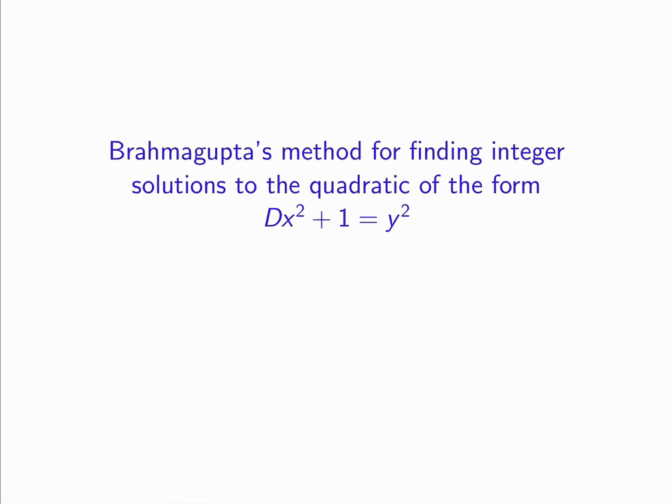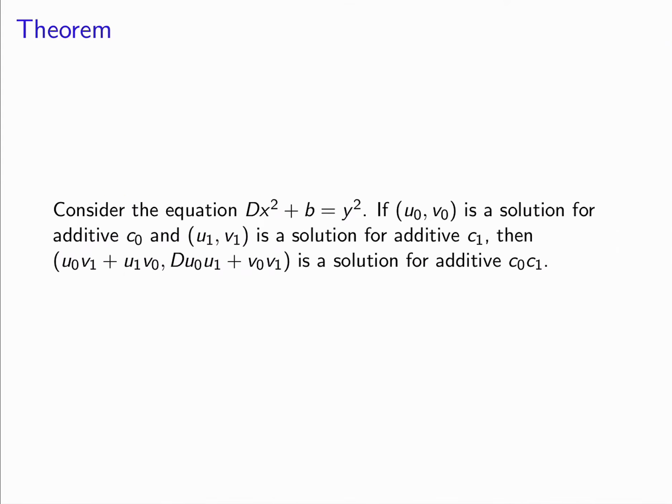Hello. This video will be about Brahmagupta's method for finding integer solutions to quadratics of the form dx squared plus 1 equals y squared. These are also known as Pell equations. To find these solutions, or to find more solutions, we will use this theorem, this method of Brahmagupta's.